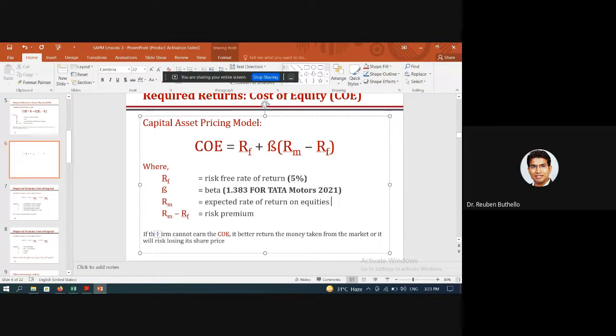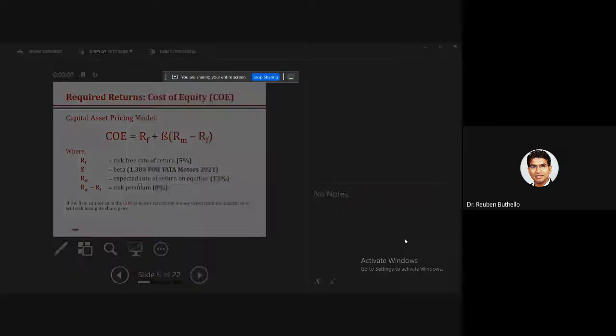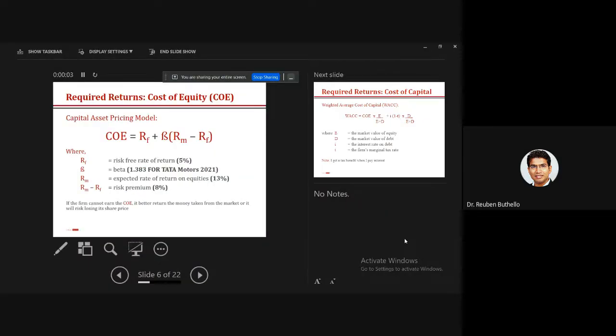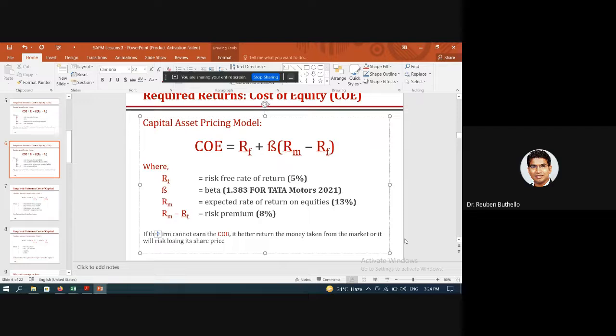Then I have my expected rate of return on equities. On equity, when I'm investing, I would want at least 13%. Okay. So now my risk premium becomes how much? 13 minus 5 is 8%. Is it clear to everyone what I've done here? Guys, are you with me? Yes, sir.